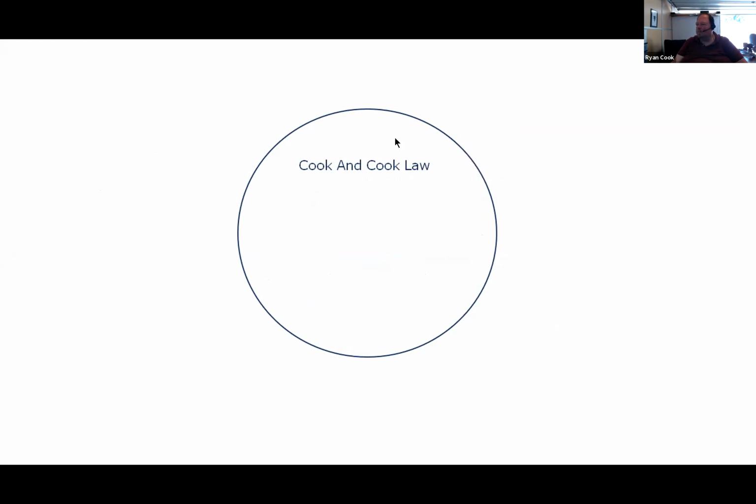Cook and Cook Law. And what I have, if you think about it right now, we've got our members. We've got this one, and this one, and this one, and this one is me, and we'll say this one is my mom, who was an attorney, and this one is my nephew.